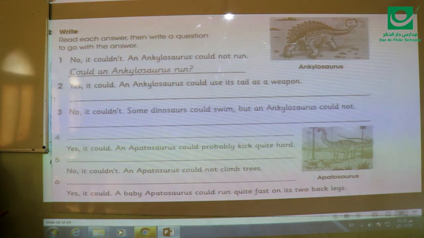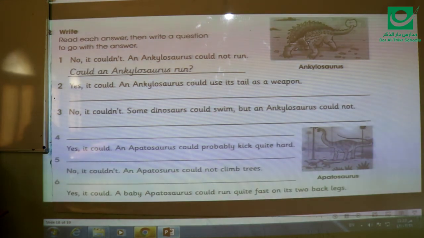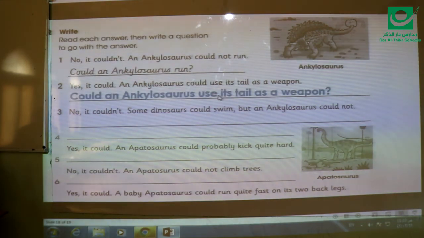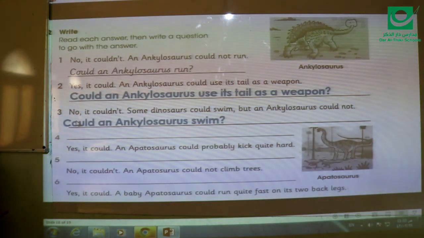Number 2, yes, it could. An Ankylosaurus could use its tail as a weapon. Okay, let's make the question together. We will say, could an Ankylosaurus use its tail as a weapon? Okay, number 3, the answer, no, it couldn't. Some dinosaurs could swim, but an Ankylosaurus couldn't. I'm sure you will try to answer now before I say the answer. Okay, the question will be, could an Ankylosaurus swim?